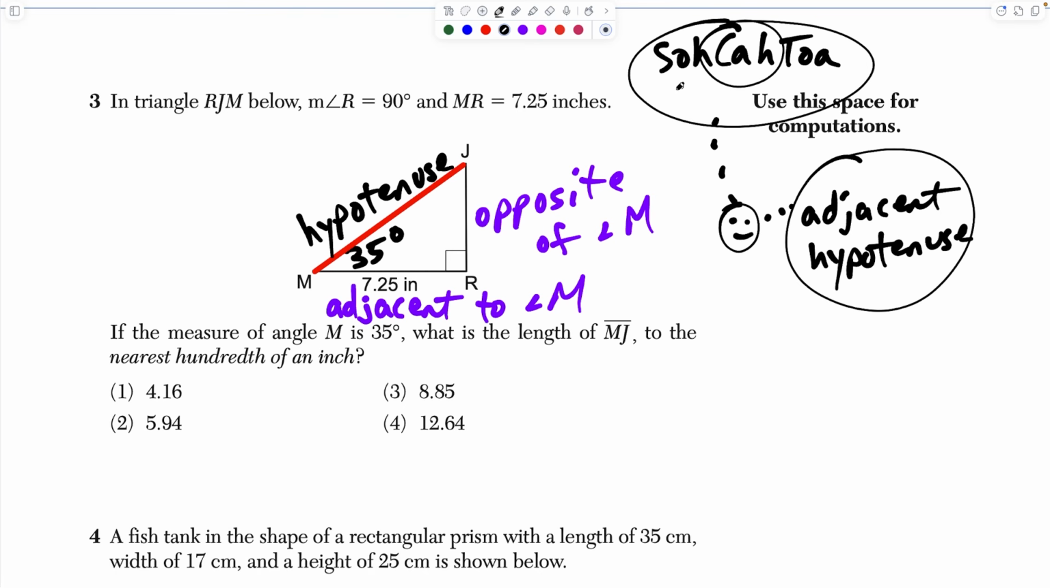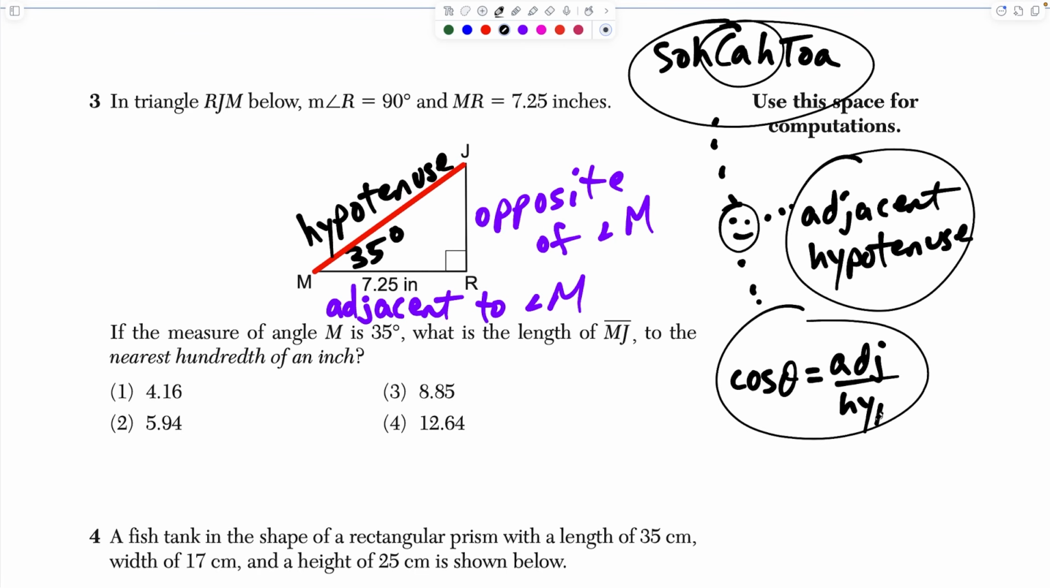And cosine, we would say, okay, cosine of any angle theta is equal to the ratio of the adjacent side over the hypotenuse. Okay, so that's what the letter arrangement means here. Like when we hear CAH in SOHCAHTOA, it means cosine of the angle is equal to the ratio of the side adjacent to the angle over the hypotenuse of the right triangle.